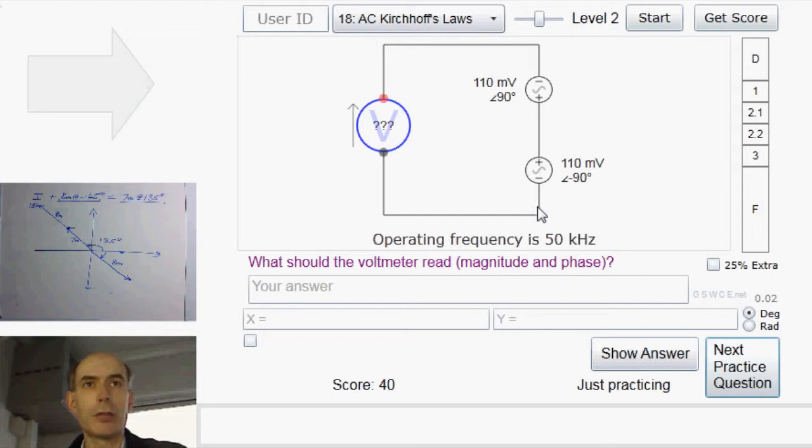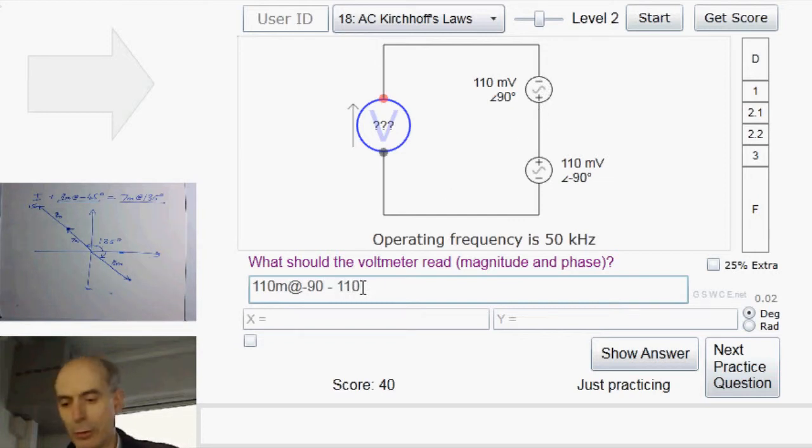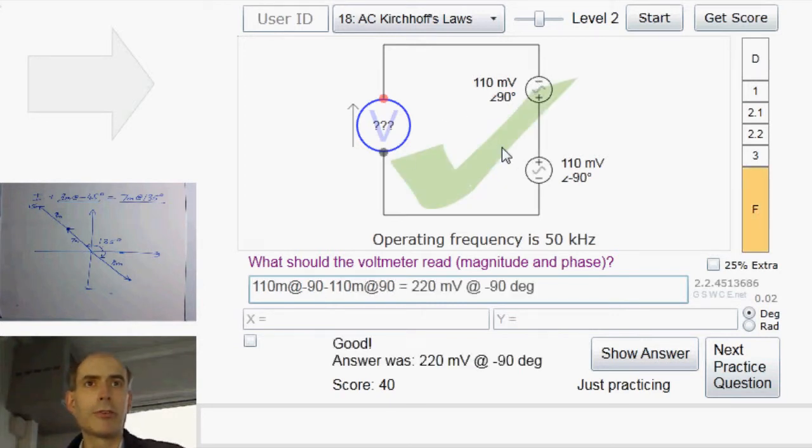Alternatively, I could say that going from here to here minus going from here to here must be the same as going from there to there, because this is going from negative to positive, so we've gone up by 110 millivolts at minus 90, and this is going from positive to negative, so we've gone down by 110 millivolts at 90 degrees, and that would give me the answer.